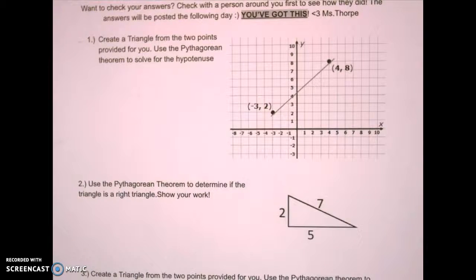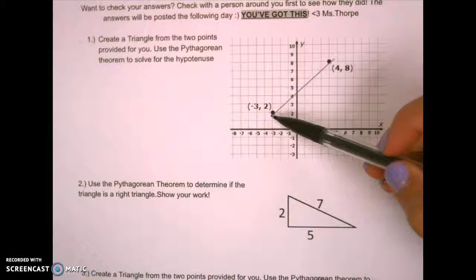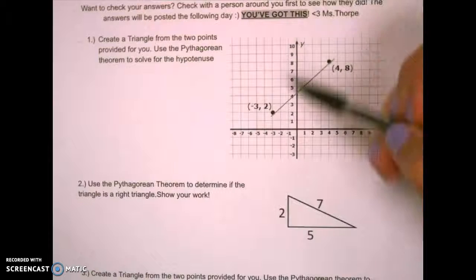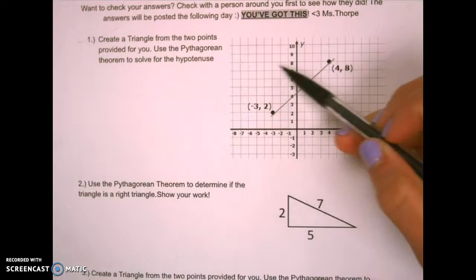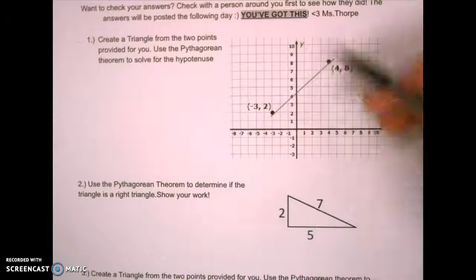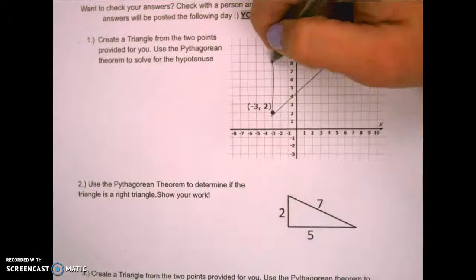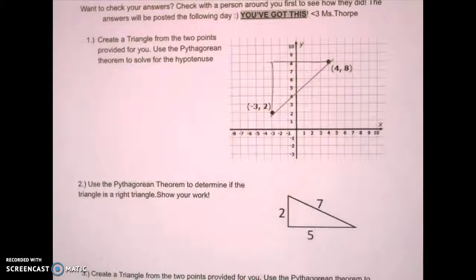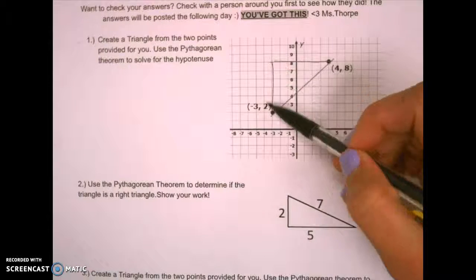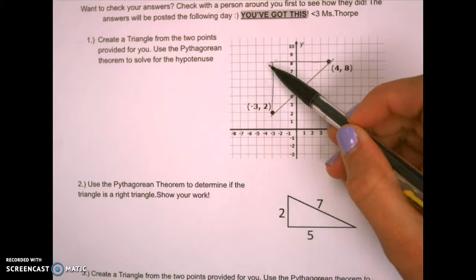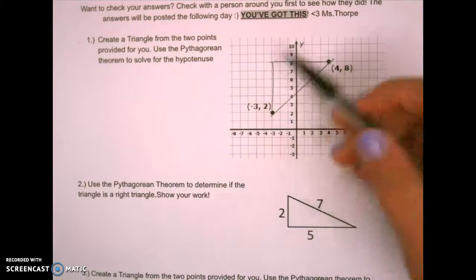Now, the second thing I need to do is create a triangle. You can do it one of two ways. You can go up and over, or you can go over and up, whichever way you prefer. Now that I've created my triangle, I'm going to count the length of this first leg and the second leg here.